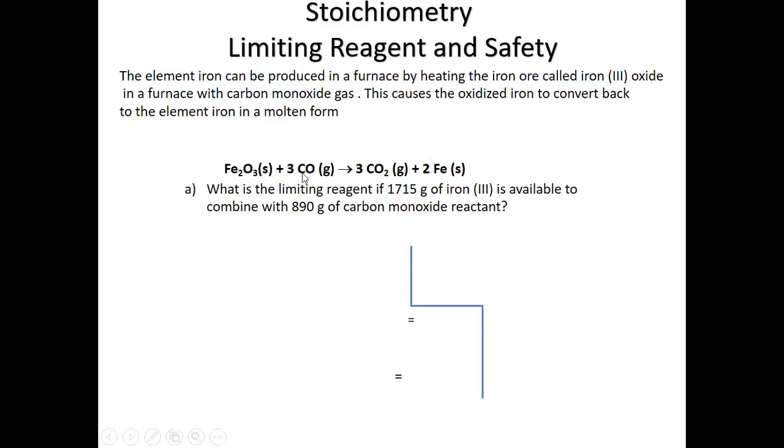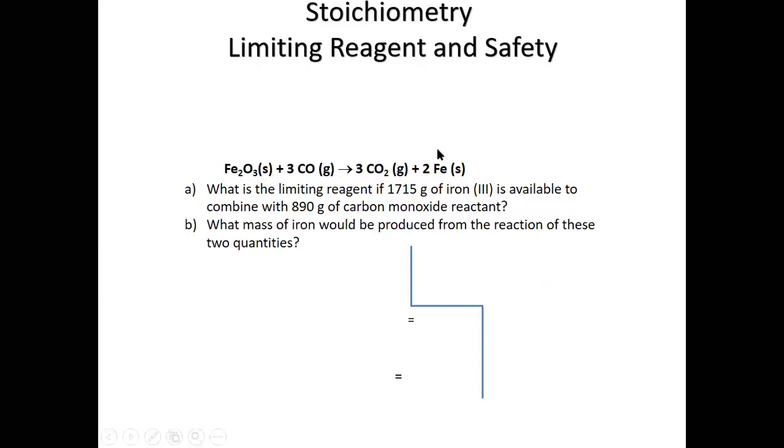When they combine that in a very hot furnace with a gas called carbon monoxide, what ends up happening is the iron melts out of the compound and it turns into the pure form of iron. So what we have here is a context that allows us to make some predictions. First thing we want to do is recall that we're only worried about the reactants.